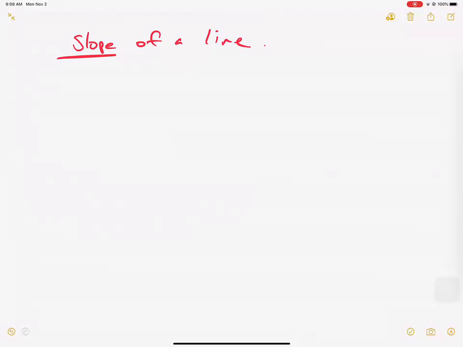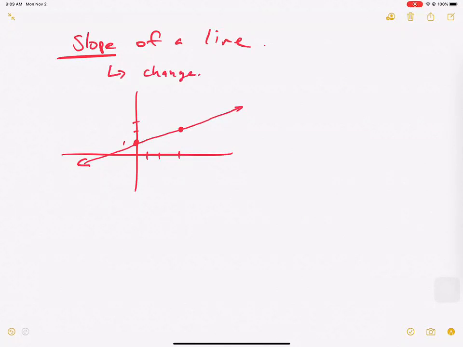Okay, so the slope refers to, if I draw a line, and let's start at 1, and we'll draw the second dot. We'll draw a line to it. The slope is how much does something change? So this is another way of saying how does something change?